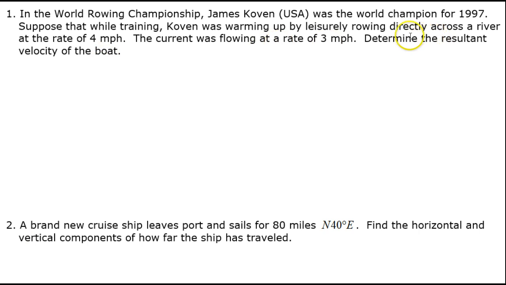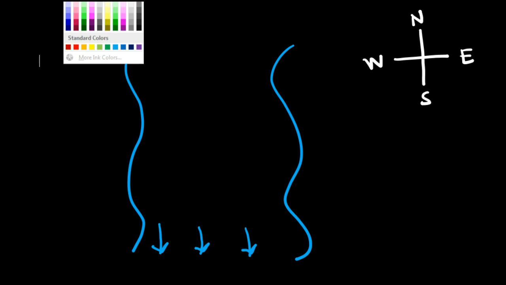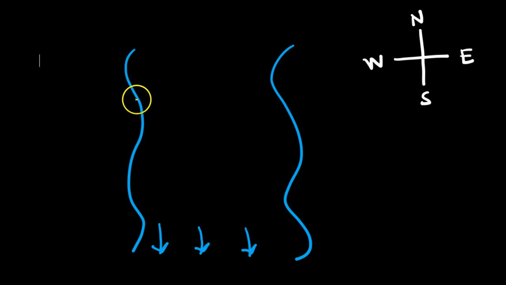Now, in the wording of the problem, it just says that he is swimming directly across the river at a rate of 4 miles per hour. It doesn't say whether he's going north, south, east, or west. So I'm just going to arbitrarily pick a direction scheme because that will not affect the numerical value that we get at the end, but it will help us organize the problem. So let's just imagine that the river is flowing from north to south, and let's imagine that Coven is swimming across the river from west to east.